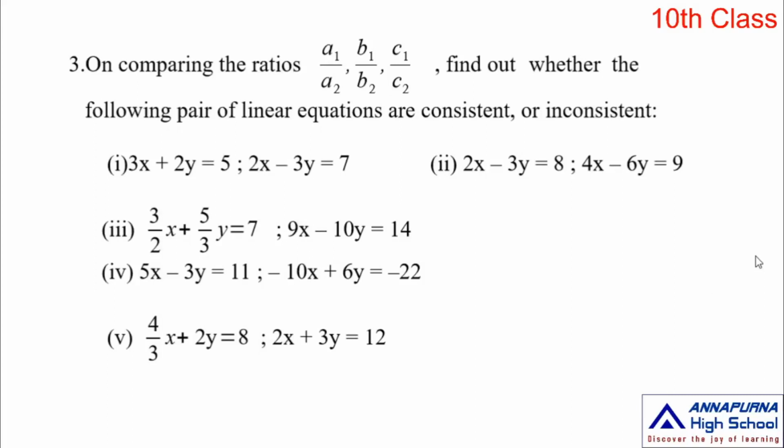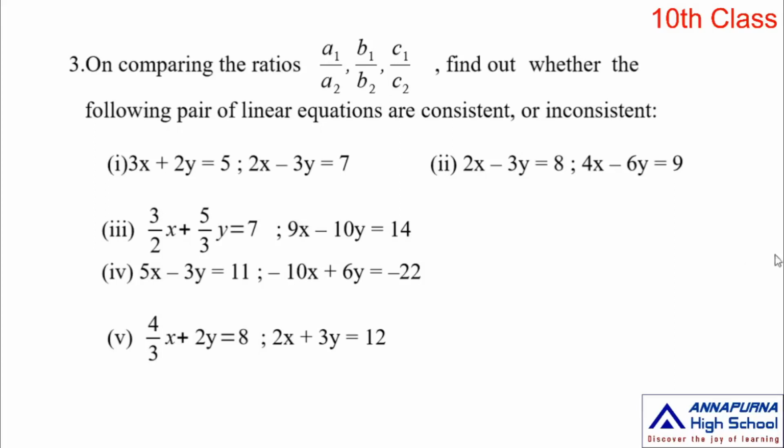So consistent equations means pair of linear equations has unique solution or infinitely many solutions. That equations are consistent. Inconsistent means there is no solution. Remember this point. So if the pair of linear equations has a unique solution, then the equations are consistent and independent. And if the pair of linear equations has infinitely many solutions, the equations are consistent and dependent.